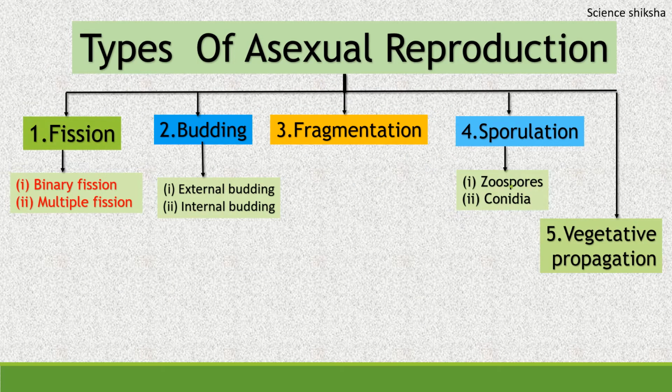Let us start with different types of asexual reproduction. First type is fission, which is also of two types, binary fission and multiple fission. Second is budding. It has also two types, external budding and internal budding. Third is fragmentation. Fourth is sporulation, which is further of different types. First is zoospores and second is conidia. And fifth is vegetative propagation.